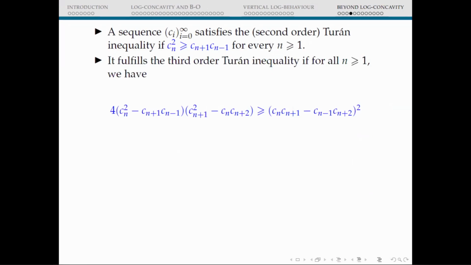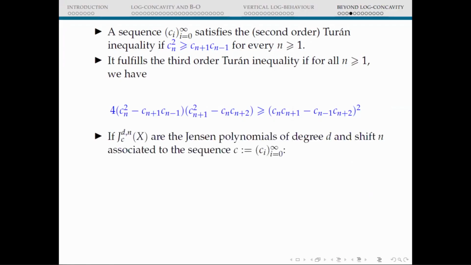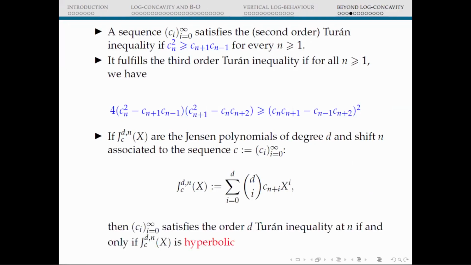We say that it fulfills the third order Turan inequality if the following is true, and I don't want to write down all of these inequalities, but I will just give you the equivalent statement. Namely, if you consider the Jensen polynomial of degree d and shift n associated with the sequence C, so this is the expression of the following form, then we say that the sequence C_i satisfies the order d Turan inequality at n if this polynomial is hyperbolic, so it means that all of its roots are real numbers.